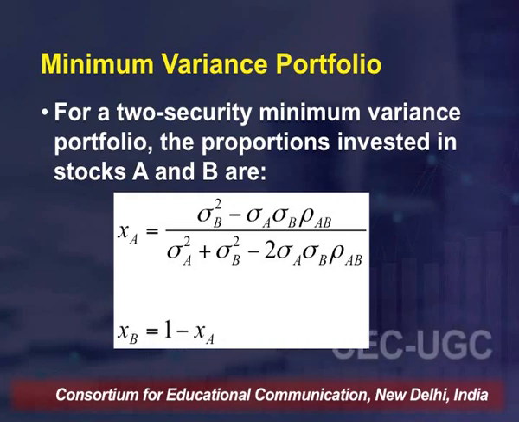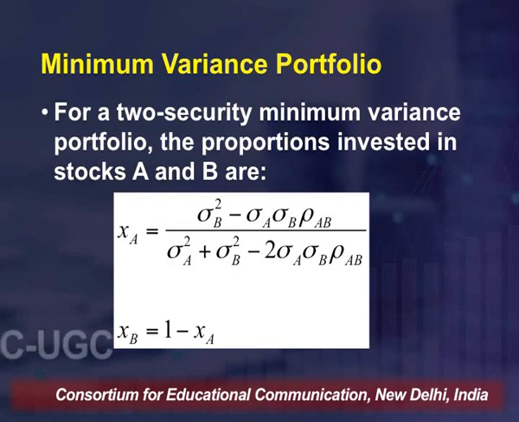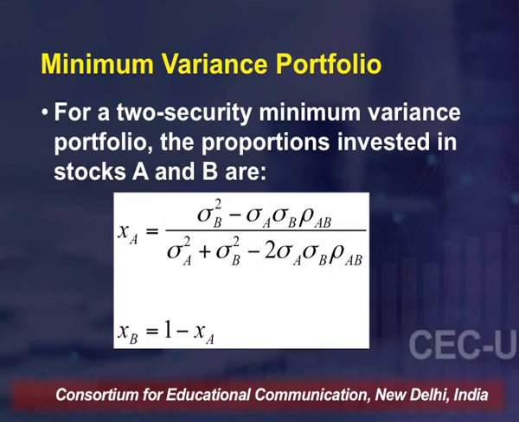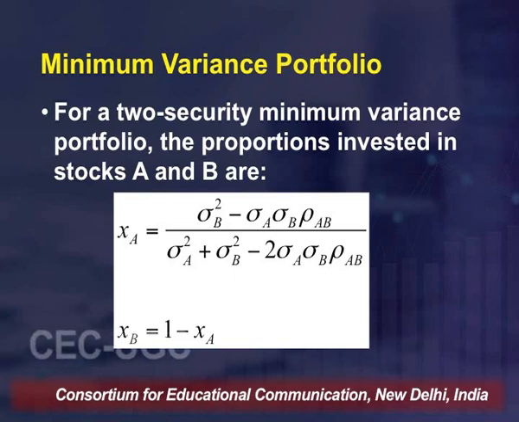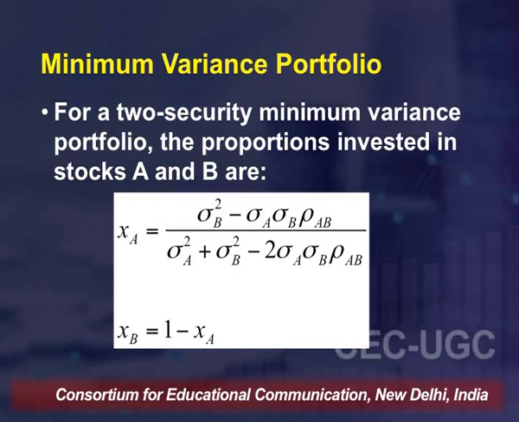So for example, if the weightage of XA comes out to be 0.55, that is actually 55% of your investment should go in stock A. Now for stock B, it is 1 minus XA. We know that 100% makes your investment, so 100 minus 55. We can safely say that we must invest 45% in stock B. Now this is just a formula which is given to you, and it is only for the two security case.